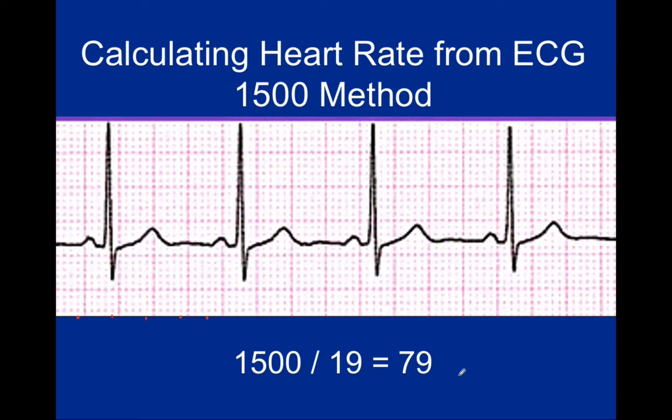As long as you have a span of 6 seconds, you can use the times 10 method. Otherwise, you'll have to use the first method that I showed you, which will realistically be the most accurate. Any of these methods can be used to calculate the heart rate from an EKG tracing.